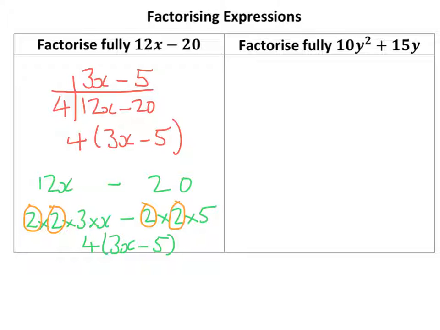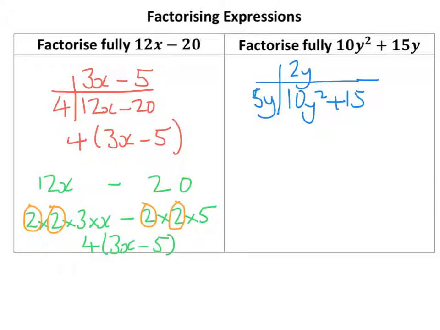Now, the second one, I'm going to do the same way. Alright, we've got 10y squared, we've got plus 15y. So there's a number that goes into both those, that's 5, and y appears in both, so I can take a y out. 5y times what makes 10y squared? Well, that's going to be 2y. 5y times what makes 15y, which is 3. So you can take out more than one factor, is the crucial thing to remember there.